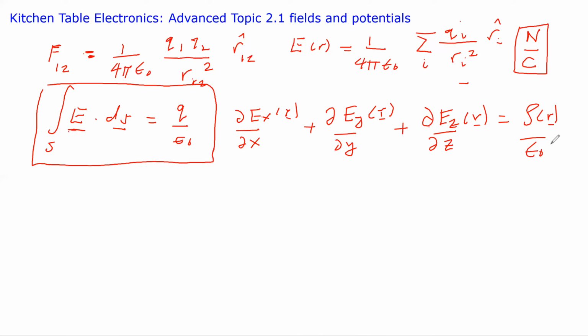We can write this expression the following way in shorthand by saying that the divergence of the electric field is rho over epsilon 0. And this is the electric field at any point r, the density at any point r. This is the differential form of Gauss's law.